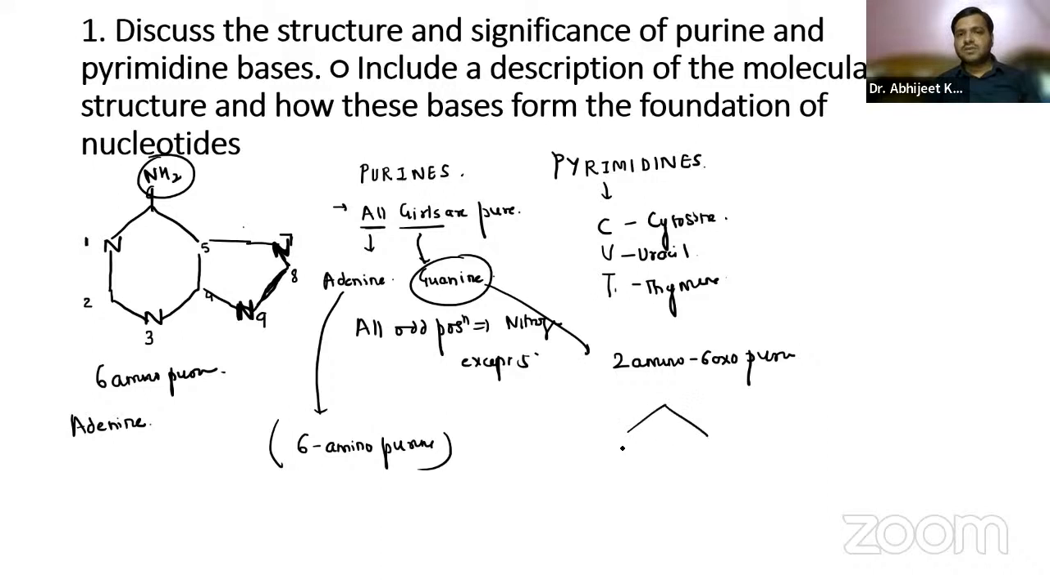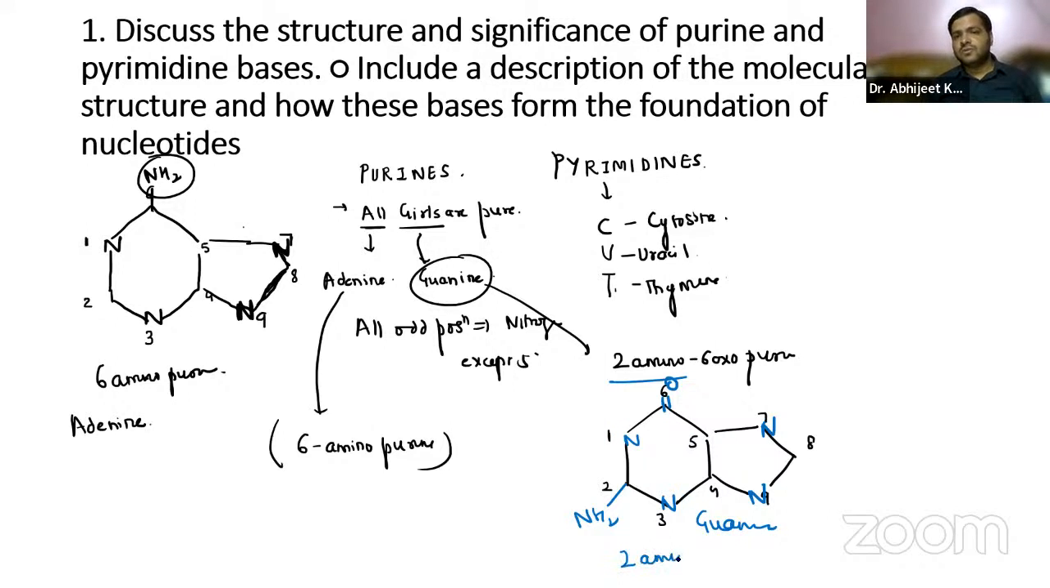Again, try to draw the same structure. Try to draw the purine. All odd positions, 1, 2, 3, 4, 5, 6, 7, 8, and 9, will be occupied by nitrogen, except the fifth. And it is 2-amino, so at the second place there will be an amino group, NH2. 6-oxo: at the sixth position there will be an oxygen attached. So it becomes guanine, 2-amino 6-oxopurine. These are the structures related to the purines. Very easy to draw. You can just remember by the help of the names.